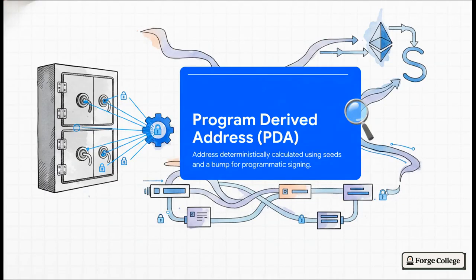Now, to control these individual safety deposit boxes, we use something called program-derived addresses, or PDAs. A PDA is simply an account whose address is deterministically calculated using predefined program seeds and a bump. Why is this such a big deal? Because it allows our smart contract to act as the undeniable authority over specific accounts. Our program can actually programmatically sign for state changes without needing a private key at all. PDAs are essentially the magic glue holding Solana's separated state together, making absolutely sure that only the right programs can modify the right deposit boxes.